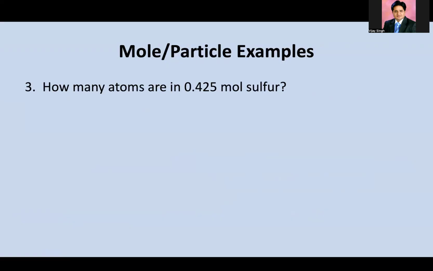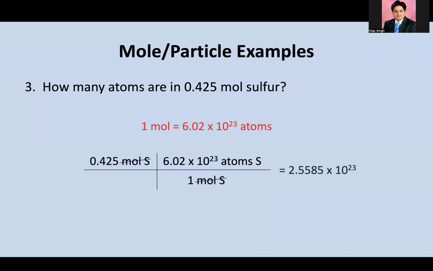Here comes your next question. How many atoms are there in 0.425 moles of sulfur? Remember, 1 mole of sulfur will have Avogadro's number of atoms. So try solving it. You have 0.425 multiplied by 6.02 times 10 raised to the power 23, and that gives you 2.55 times 10 raised to the power 23 number of atoms.